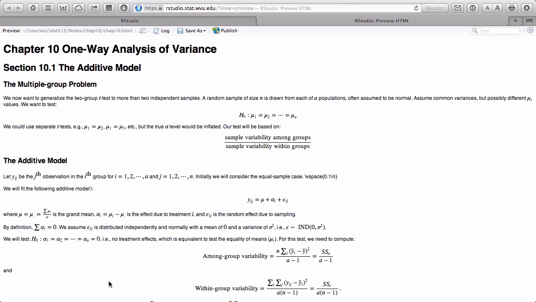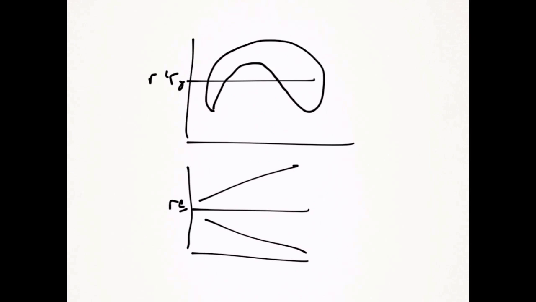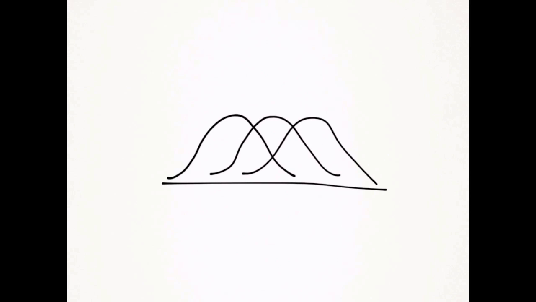So if we have a groups, I'm interested in testing the hypothesis that mu1, the mean of the first group, is equal to mu2, equal to mu3, and so forth. So here's one group, here's another group, and here's another. If I have three groups, maybe this is mu1, this is mu2, and this is mu3. If the mu's are the same, then those three groups coalesce into one. You don't distinguish them.